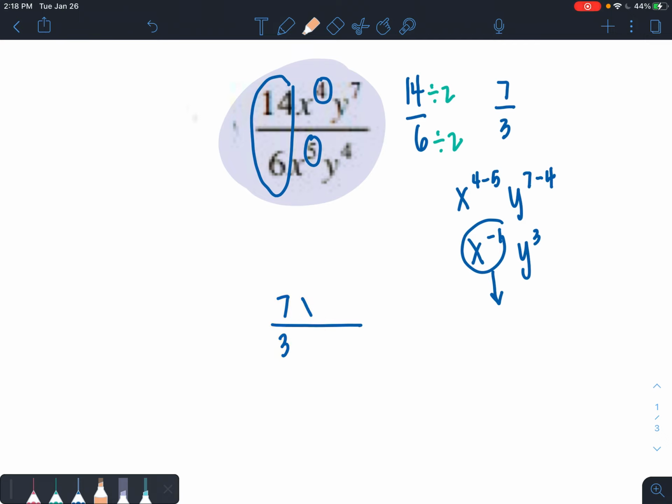Oh wait, you know what? I did that backwards. The x is the one that goes to the bottom, and the y is the one that stays in the top. So that right there is our final answer.